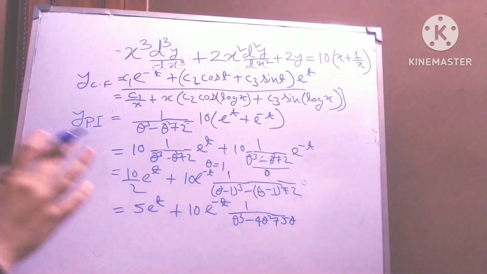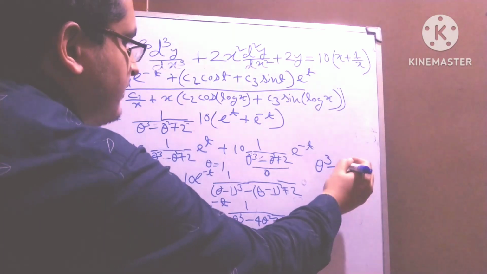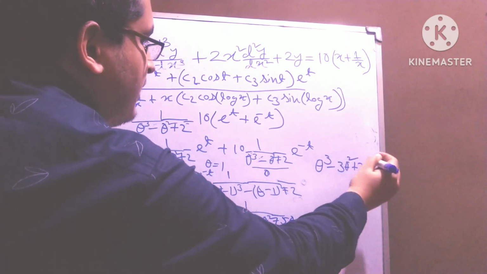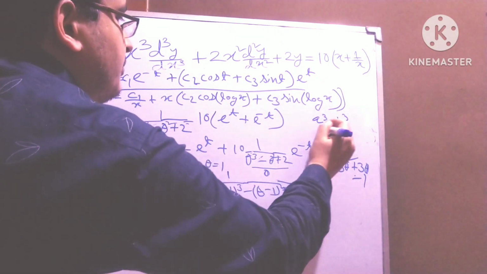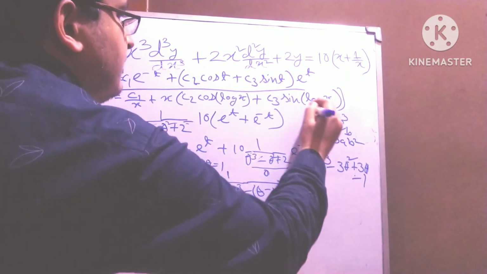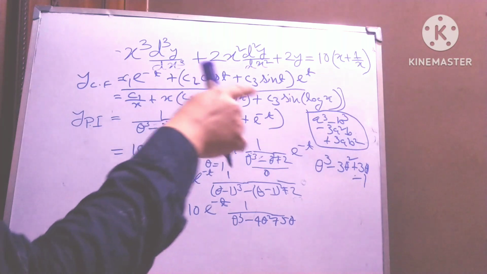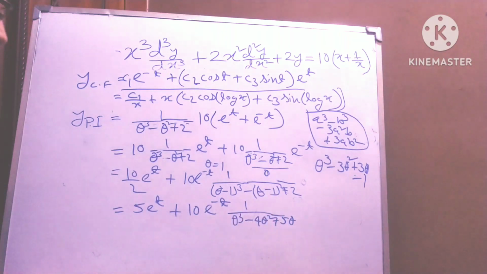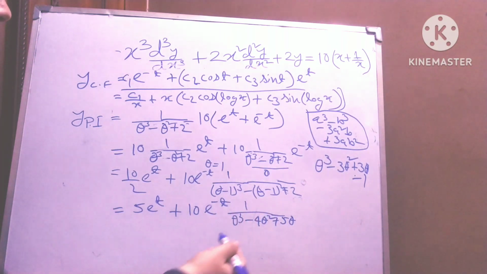So friends, if you calculate, because a minus b whole cube means theta cube minus 3 theta square plus 3 theta minus 1. a minus b whole cube is a cube minus b cube minus 3 a square b plus 3 a b square. So theta cube minus 3 theta square plus 3 theta minus 1. So if I put in here, 3 theta square and 3 theta square, and in here also theta square, so it is 4 theta square and plus 5 theta.